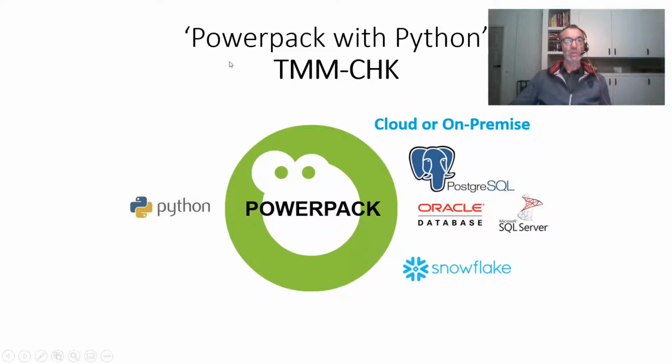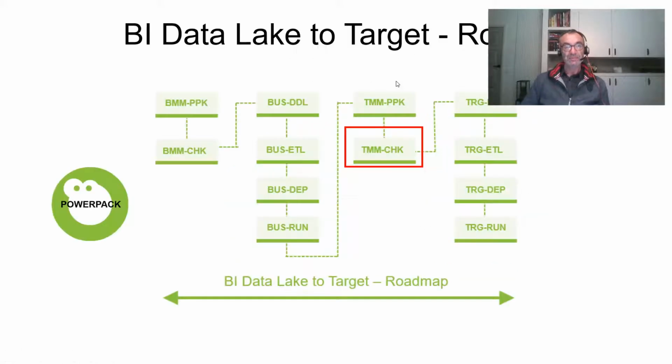In this video, I'm going to explain how we can check the consistency of the metadata for the target area. That's called TMM minus CHK, check. It's part of the BI data lake, the target roadmap.